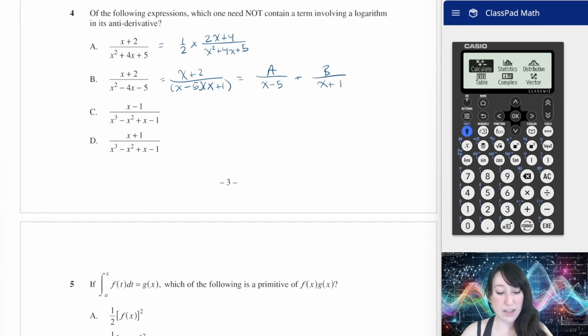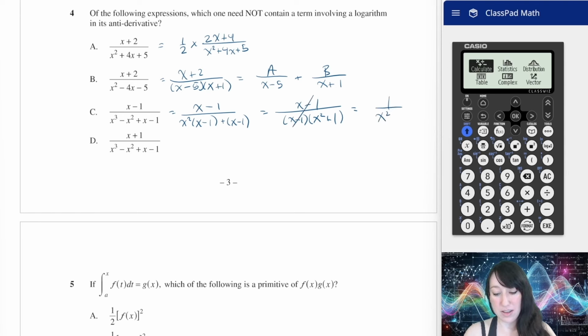Option C, we could factorize the denominator using factorization by parts. And we could see that would simplify. And the antiderivative then would involve an inverse tangent, not a logarithm. So that's probably our answer.